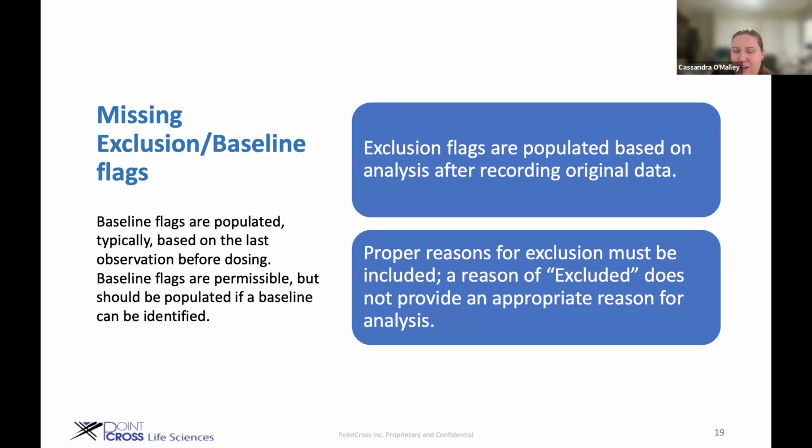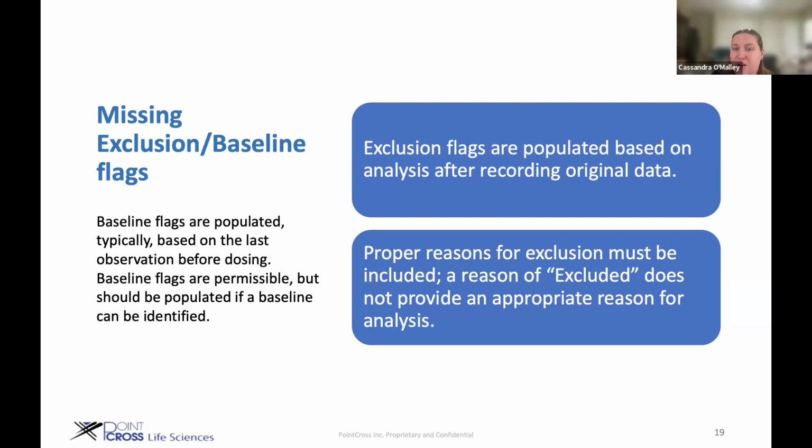Something that I hear a lot of people talk about are also the missing exclusion or baseline flags. Baseline flags are expected in most domains. They are populated typically based on the last observation before dosing. If they are not included, this is something that you can explain away. But if you can identify that a baseline observation occurred, such as a body weight done on day -1 or laboratory testing done on day -1, these should be identified and flagged.